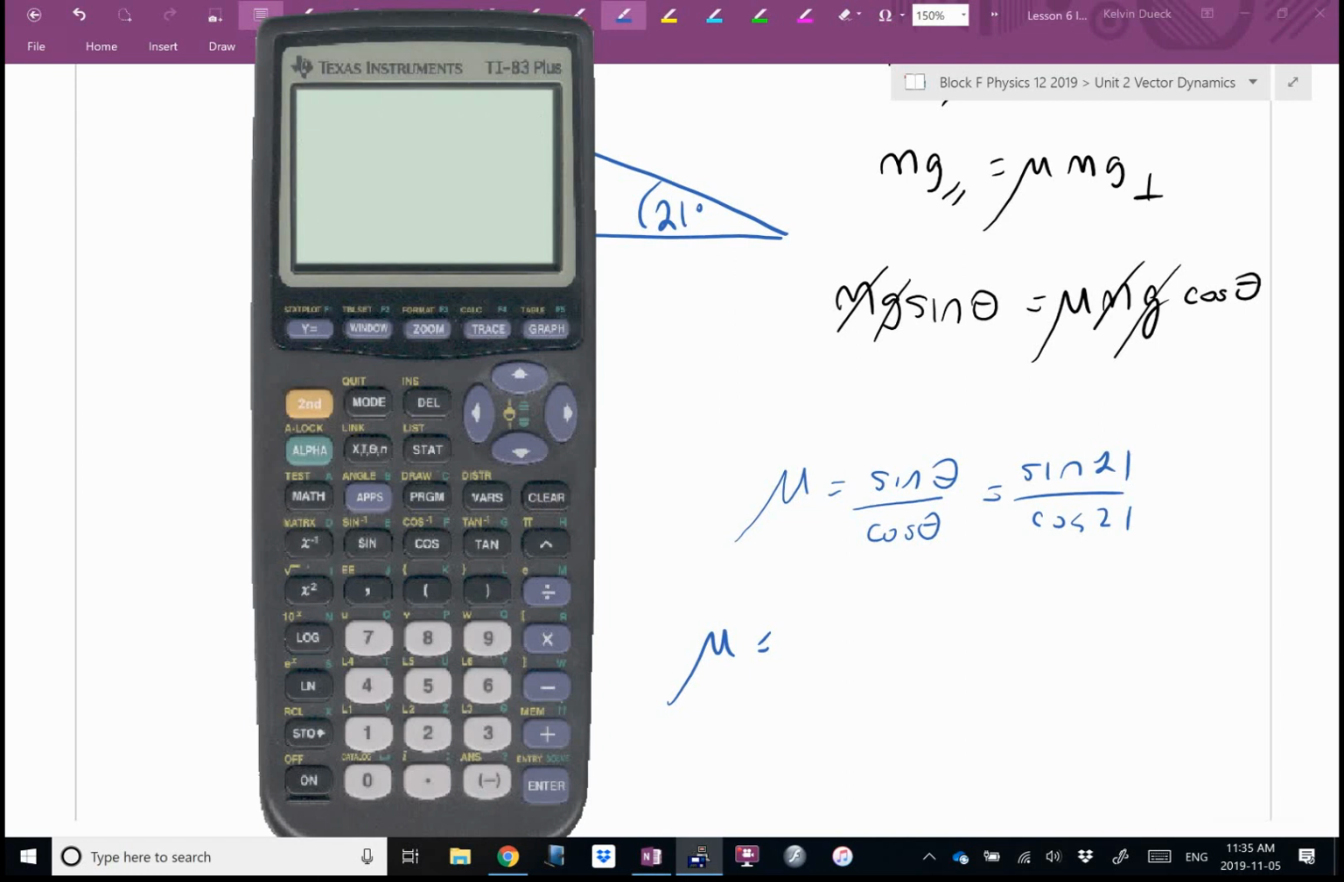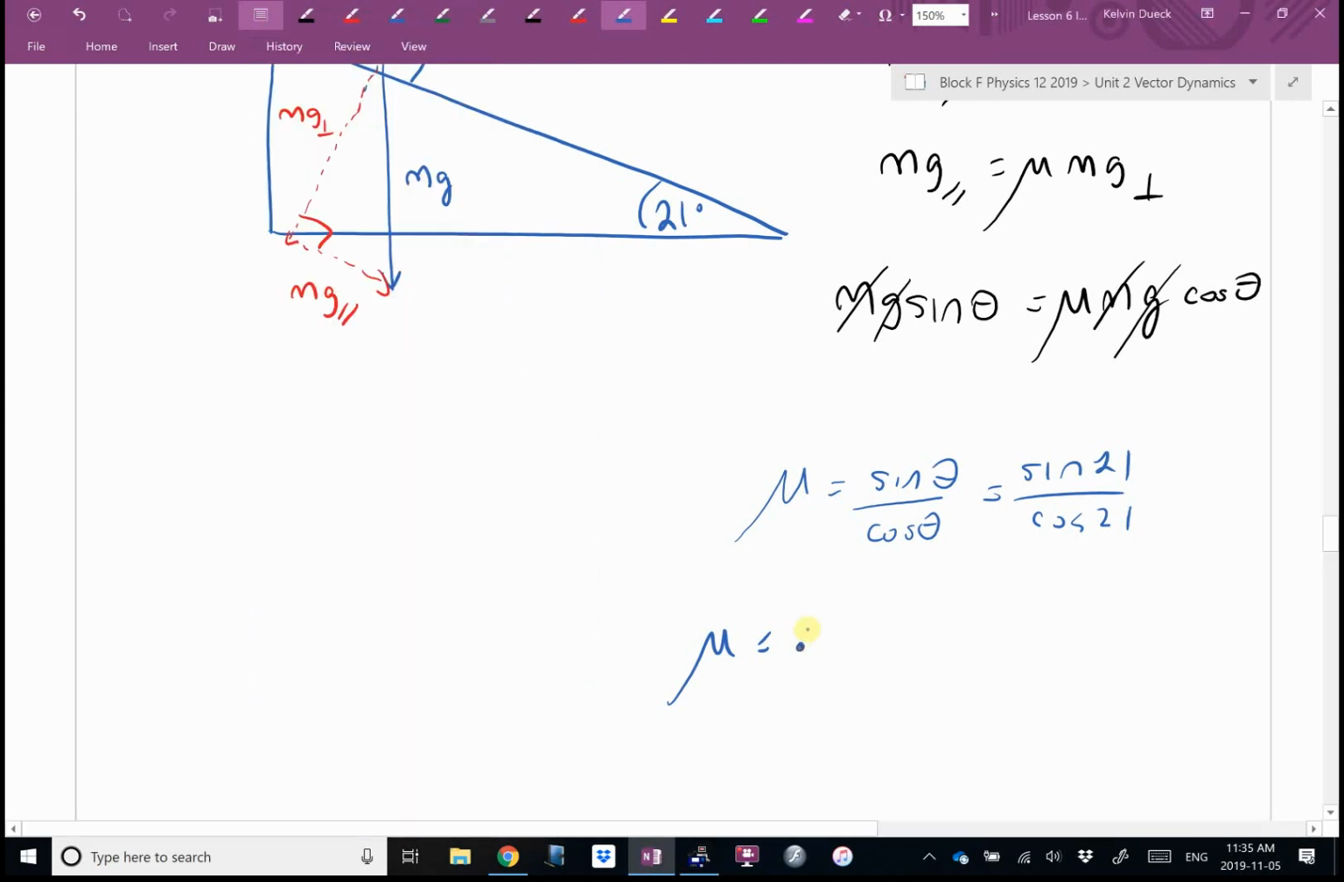Which is what? Now, this half of the room, can you all go sine 21 divided by cos 21? This half of the room, can you all go tan 21? And you'll see we get the same answer. For both of them, you get 3.84. What are the units? Nothing. So that's 0.384.